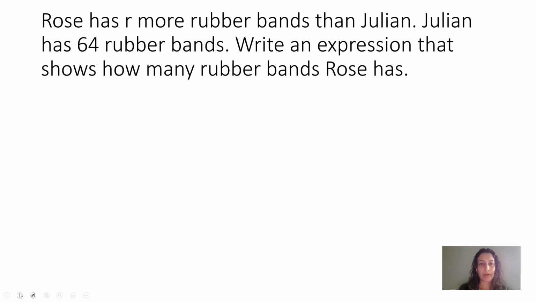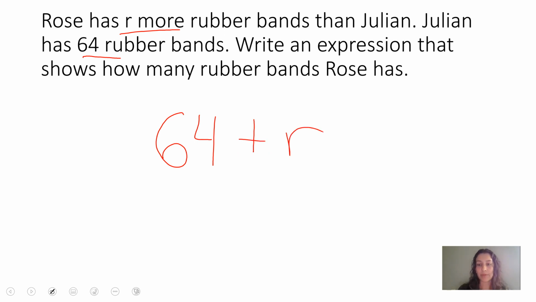Rose has R more rubber bands than Julian. Julian has 64 rubber bands. Write an expression that shows how many rubber bands Rose has. So Rose has R more rubber bands than Julian, and Julian has 64 rubber bands. So if Julian has 64 rubber bands and Rose has R more, that means that Rose has 64 plus R rubber bands.